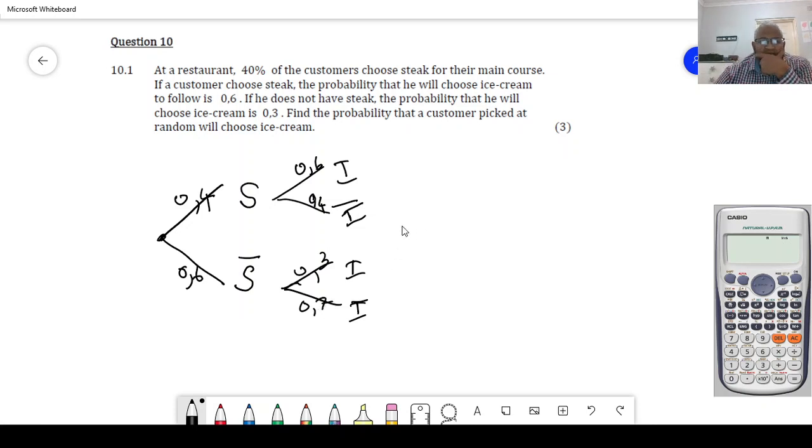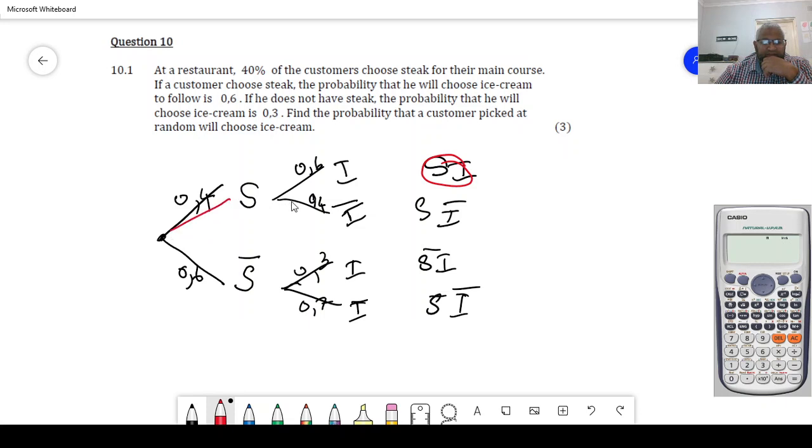You must find the probability that the customer picked at random will choose ice cream. If you look at the outcomes, it's going to be steak and ice cream, steak and not ice cream, not steak and ice cream, and not steak and not ice cream. They want to know the probability that the customer will choose ice cream, so it will be this branch, steak and ice cream, or not steak and ice cream. Can you see that?